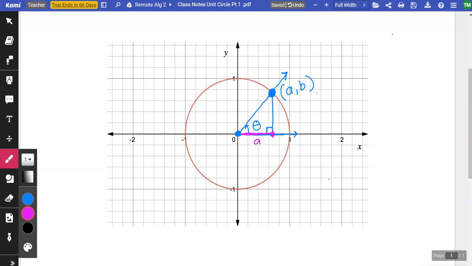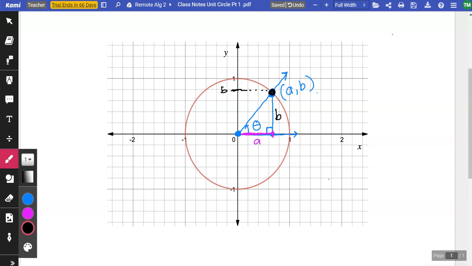Then if the y value of this point is B, that means the distance on the y-axis would have to be B, which means that this whole side of this right triangle is distance B.